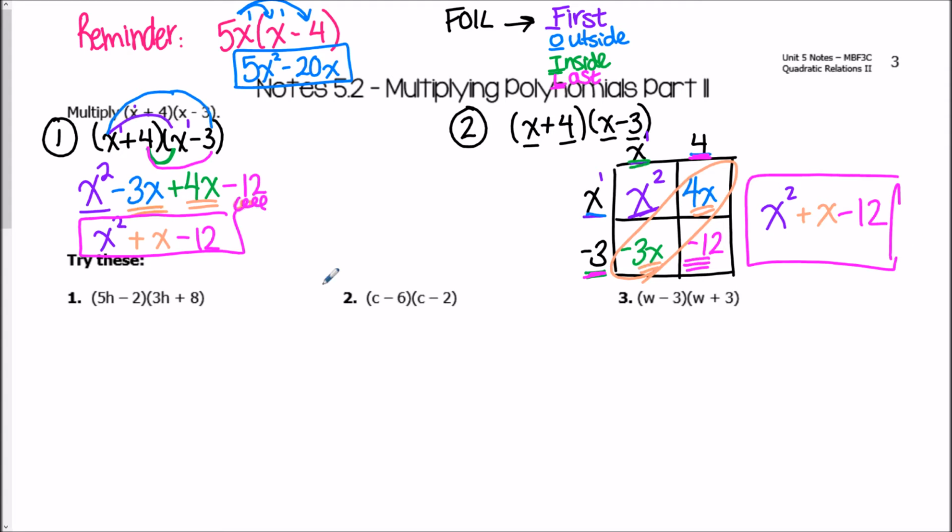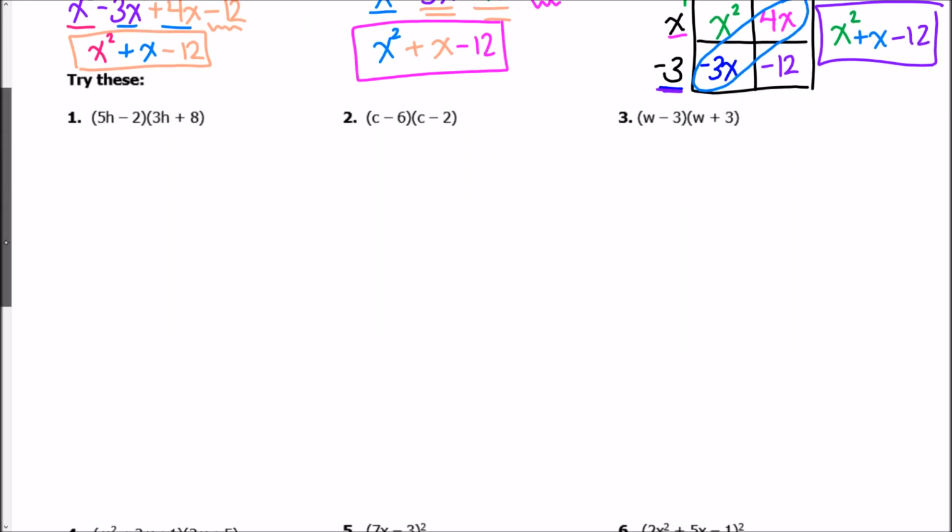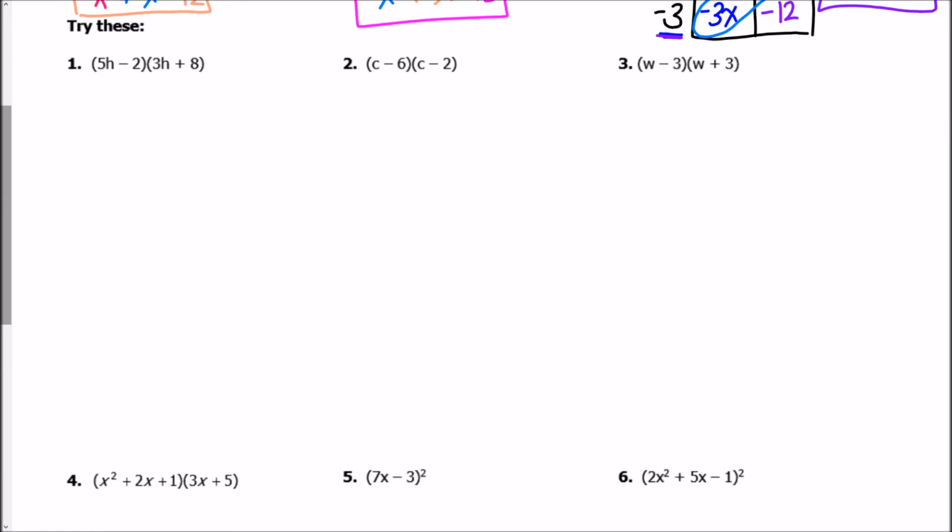The only thing I just want you guys to be aware of is FOIL only works if it's a 2 by 2. If it's anything other than 2 terms or a binomial times a binomial, then it will not work. Okay? Now, I prefer method 3, so I'm going to go over the rest of this worksheet or this notes package or this set of notes using the third method.